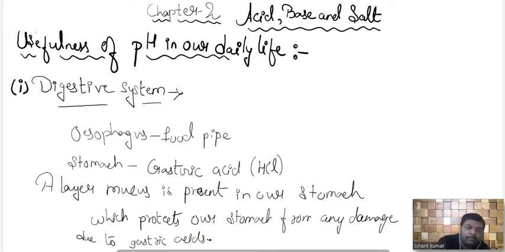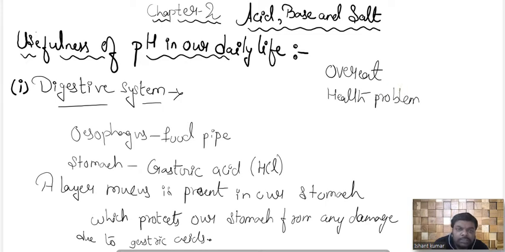But what happens when sometimes we overeat, such as when we are going for some outing or something else, and we overeat. Or our health is not okay, so our digestion system is also not working well. In all these conditions the food remains undigested.